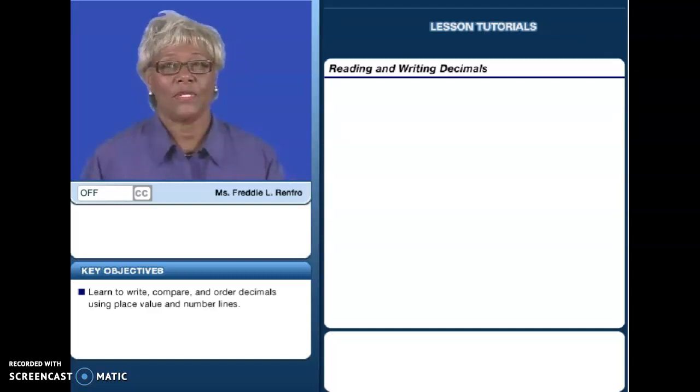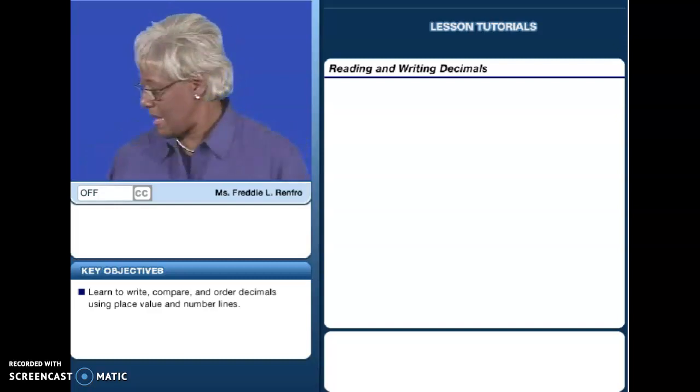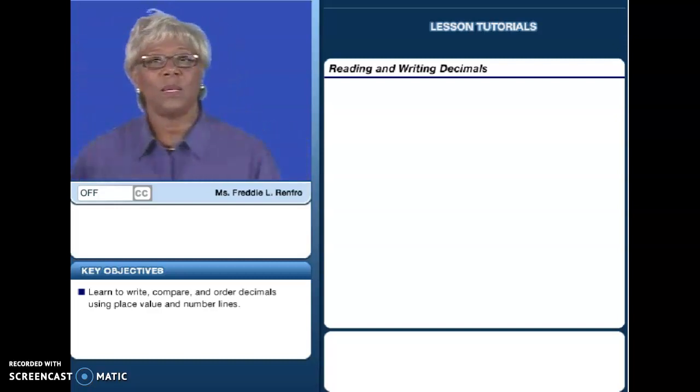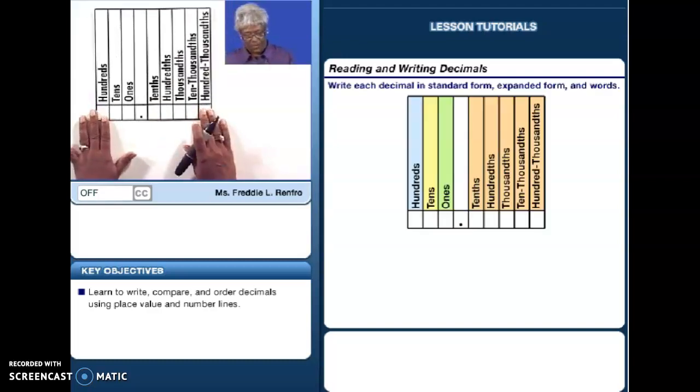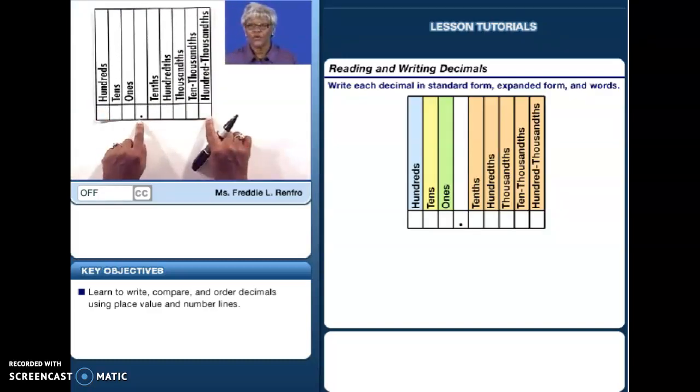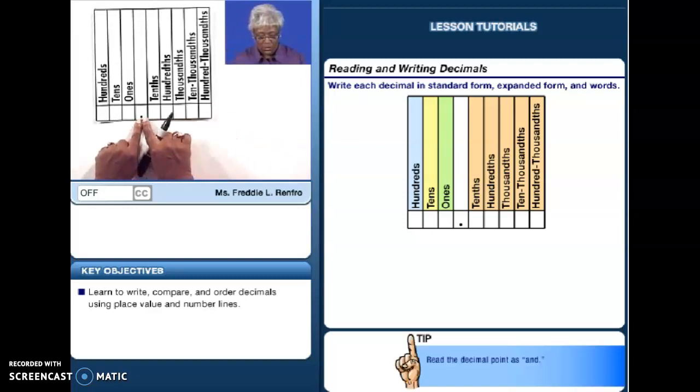Now, before we actually compare some decimals, I'd like to review the place value chart for decimals, just as a quick review. Remember, we read the decimal point as "and." To the left, we have the ones place, the tens, and the hundreds. Notice they are ending in S's. These are your whole numbers.